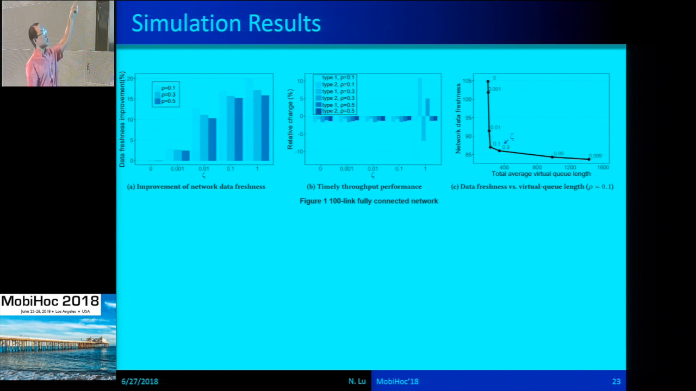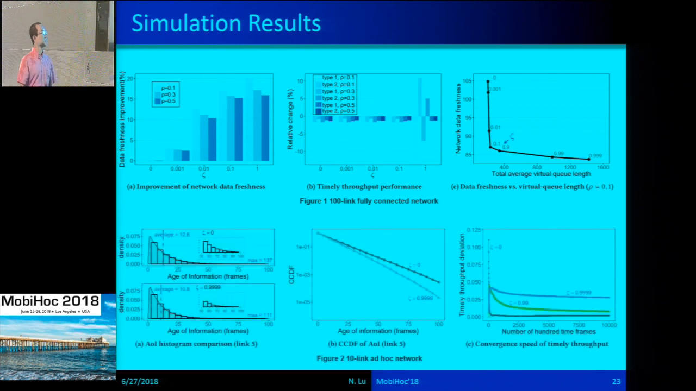And that is the relative change of the timely throughput compared to the requirement. As you can see, when zeta takes 1, we cannot guarantee the timely throughput, so there is no guarantee. And the last one, the right corner, gives you the data freshness versus the total expected virtual queue length. With the increase of zeta, we have an improvement in network data freshness, but the total average virtual queue length grows and slows down the timely throughput convergence.